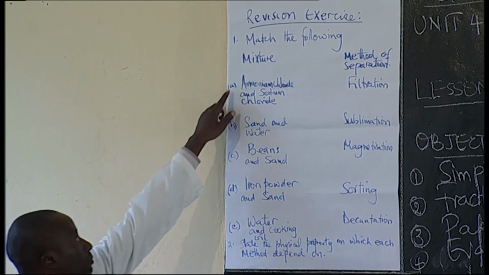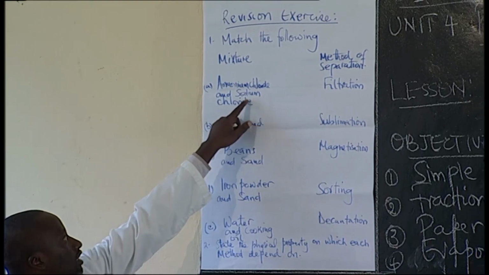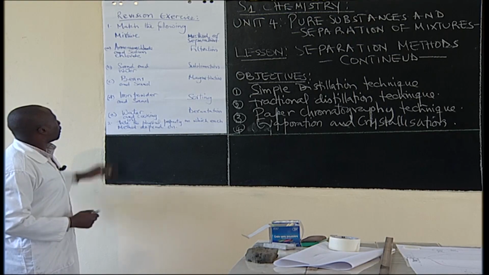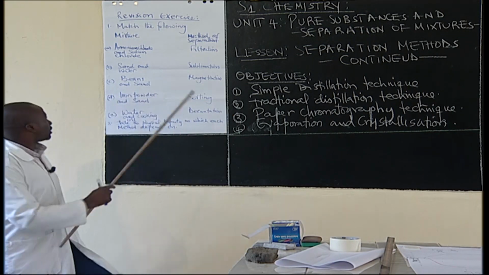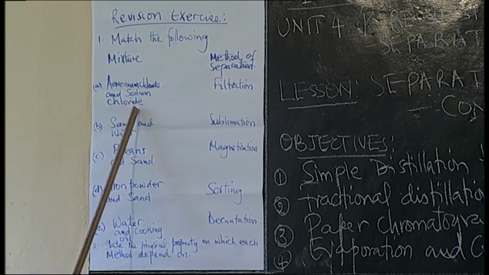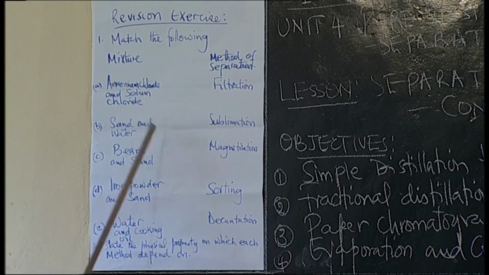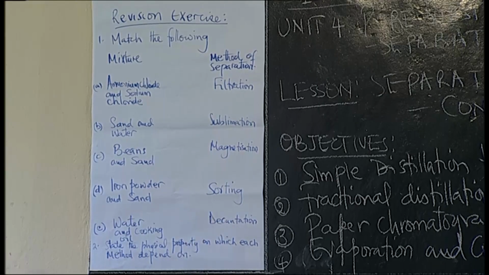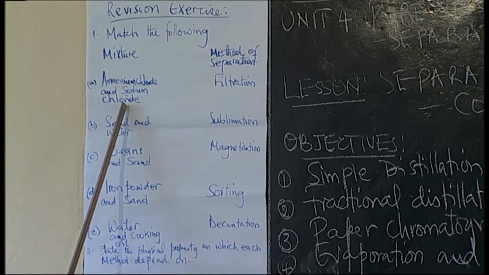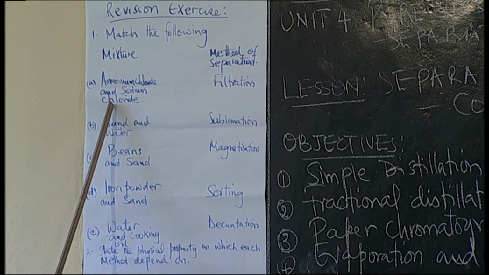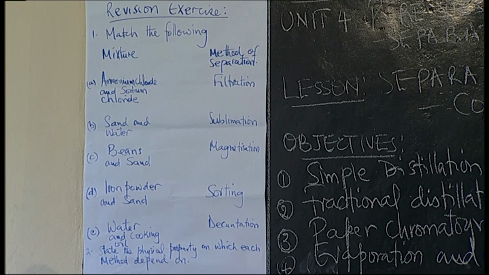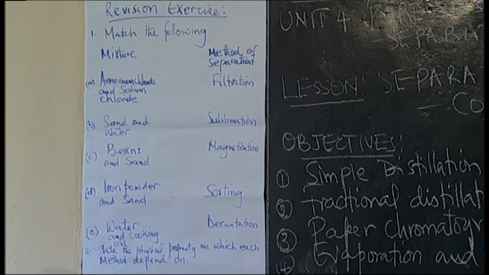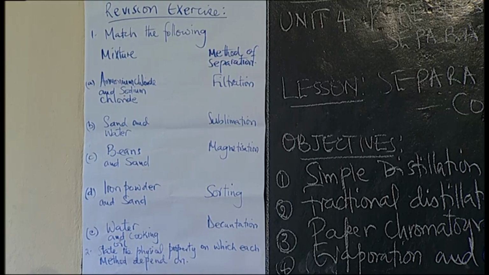When we look at part A, it is ammonium chloride with sodium chloride. And then we're asked to look at the methods among all these methods. These are the methods that are used. We see which method can be used to separate this mixture. I'll just give you a few seconds to do that.